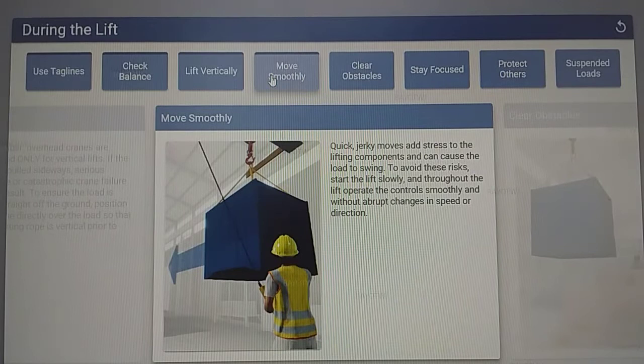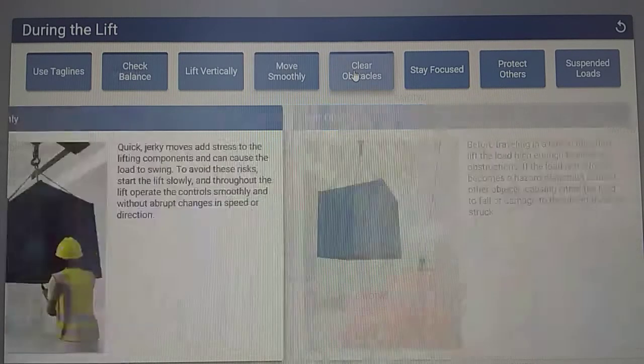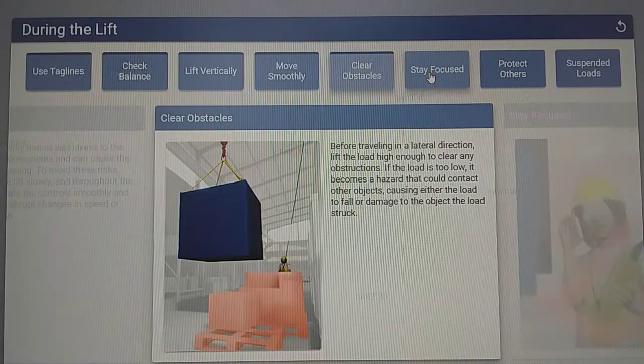Quick, jerky moves add stress to the lifting components and can cause the load to swing. To avoid these risks, start the lift slowly, and throughout the lift, operate the controls smoothly and without abrupt changes in speed or direction. Before traveling in a lateral direction, lift the load high enough to clear any obstructions. If the load is too low, it becomes a hazard that could contact other objects, causing either the load to fall or damage to the object the load struck.